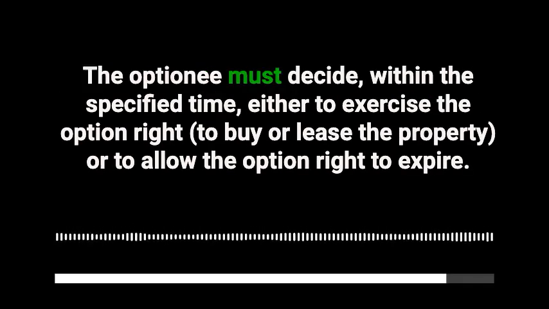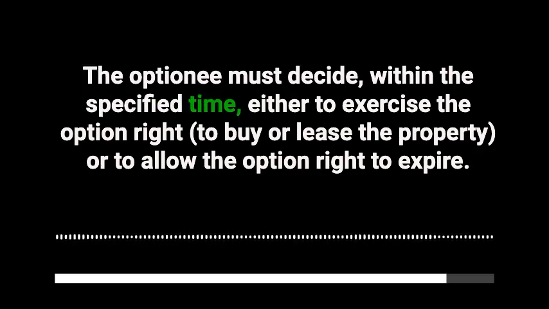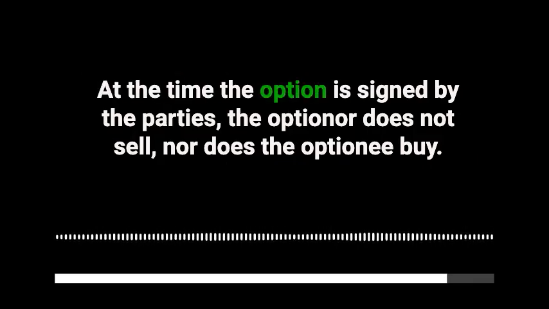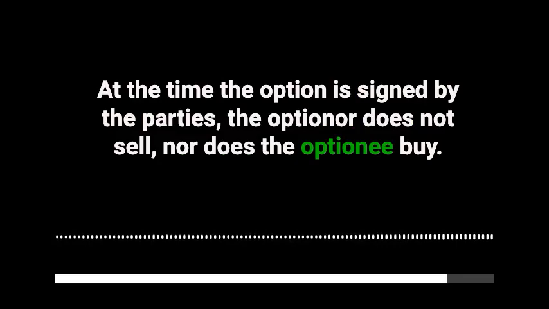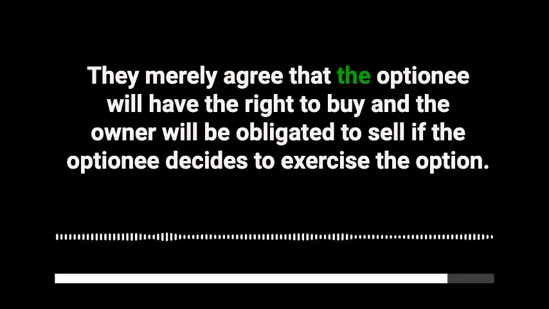The optionee must decide, within the specified time, either to exercise the option right or to allow the option right to expire. At the time the option is signed by the parties, the optioner does not sell, nor does the optionee buy. They merely agree that the optionee will have the right to buy, and the owner will be obligated to sell if the optionee decides to exercise the option.